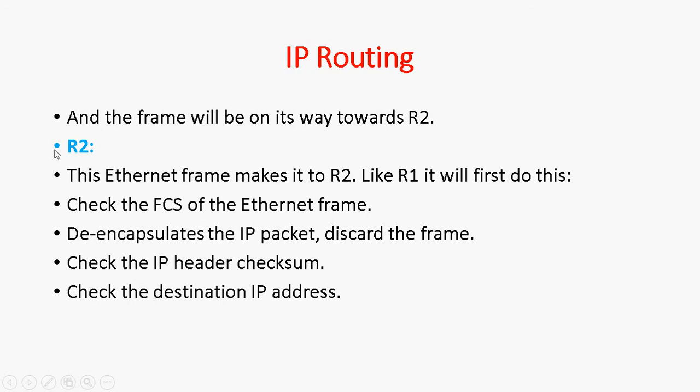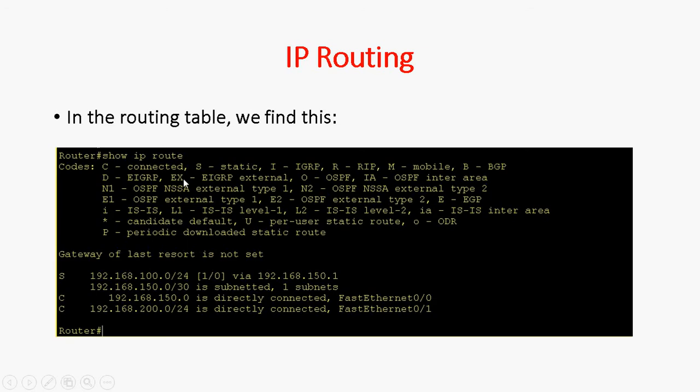This Ethernet frame makes it to R2. Like R1, R2 will first check the frame check sequence of the Ethernet frame. Then it will check the destination MAC address. Afterwards it will decapsulate the IP packet and discard the frame. Next it will check the IP header checksum, then check the destination IP address. So the R2 router will check the routing table with show ip route.